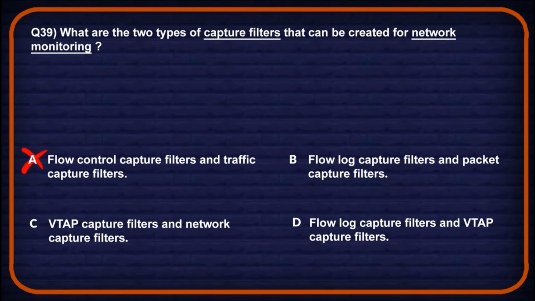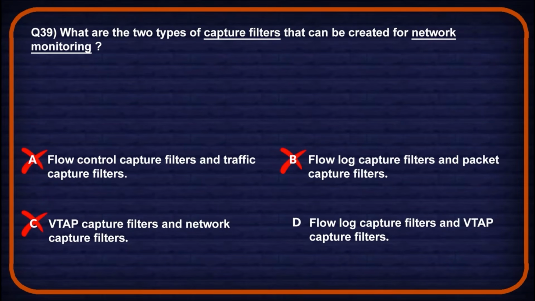Moving on to option number B, flow log capture filters and packet capture filters. Packet capture is not a supported filter type in OCI. So option B is not a correct choice. Moving on to option number C, VTAP capture filters and network capture filters. Network capture filter is not a defined OCI filter category. So option C is not a correct choice again.